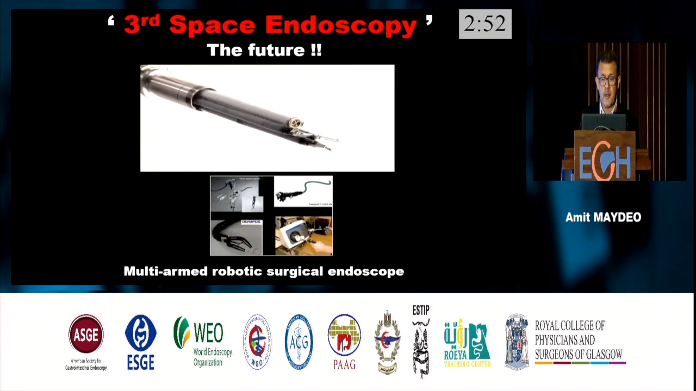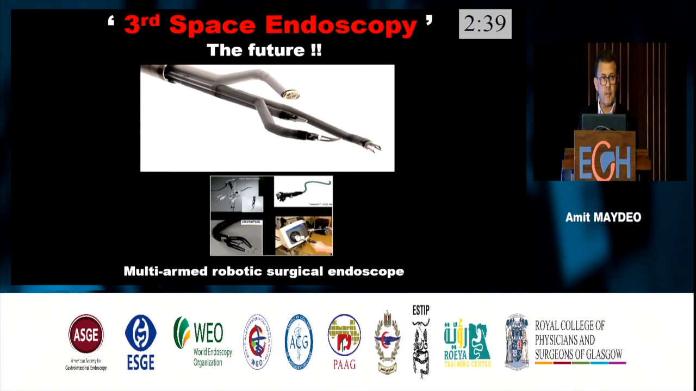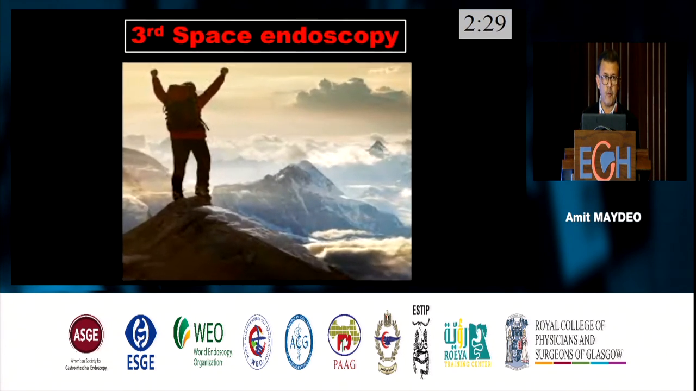Because very soon, such a type of scope is going to come into the market, and this is going to be a multi-armed robotic endoscope, where by utilizing the third space and the fourth space, you can use all these arms. You can have excellent triangulation, and you can actually perform a surgical procedure not only in the lumen, but in the third space, and also probably in the fourth space.